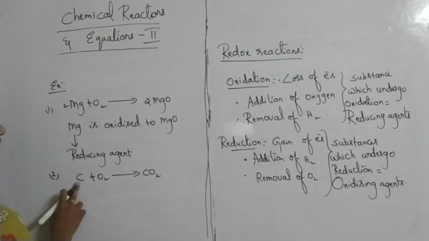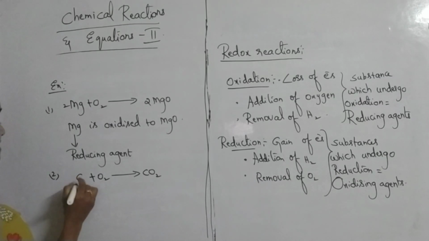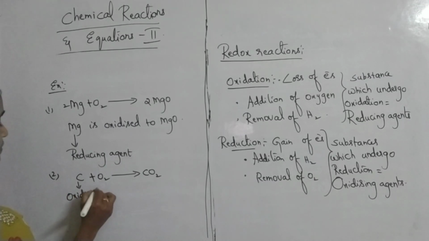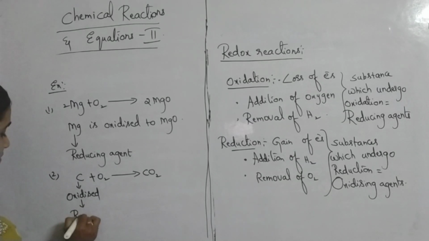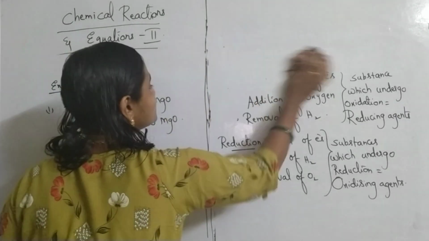You can take C plus O2 gives rise to CO2. Here carbon is added with oxygen, so carbon is oxidized. So carbon is considered to be a reducing agent, and oxygen is said to be an oxidizing agent. Please understand the points carefully. In any reaction, which substance is oxidized and which substance is reduced, you will be getting certain questions like that. Once look at this reaction.